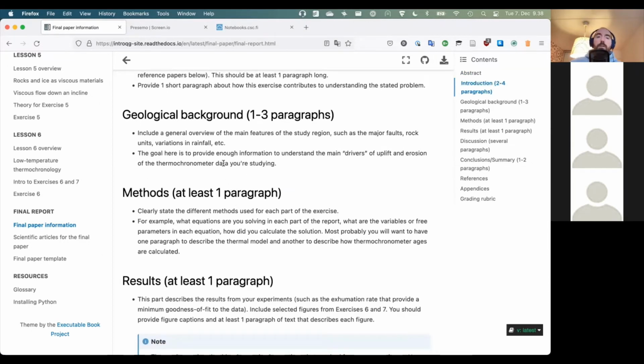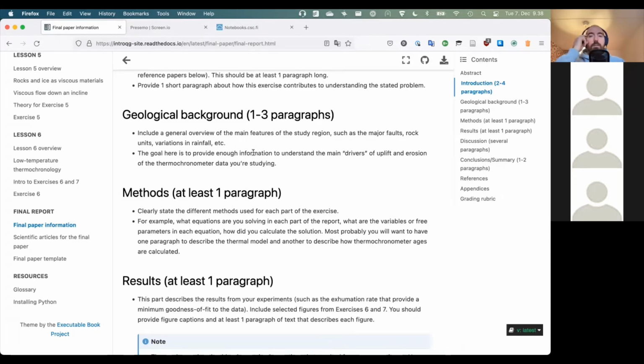I'll give you a few articles that you can look at for that. But essentially, for the geological background, the idea would be to say a little bit about the study area. So you can say things about the major faults that are there, and in the articles that are available to you, you can find some of that information.